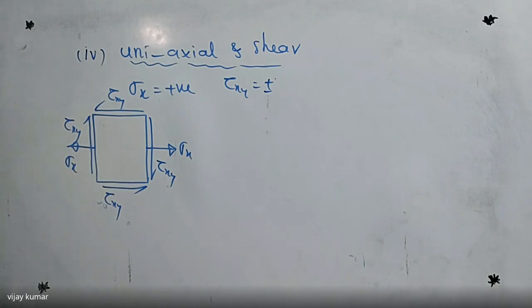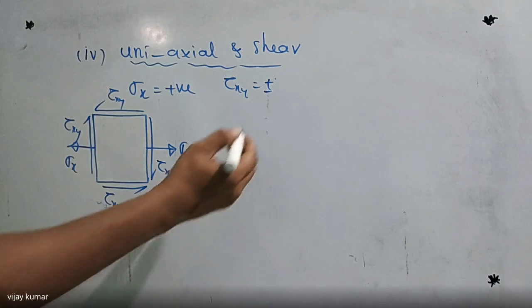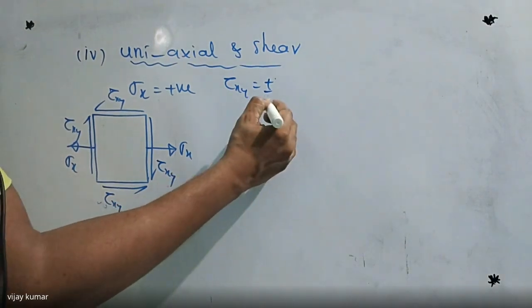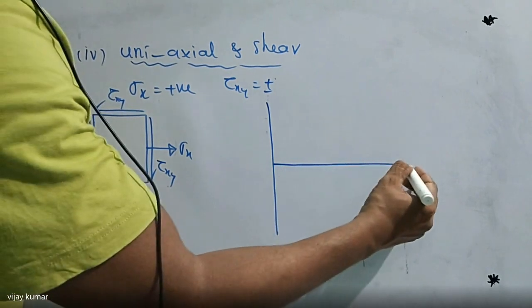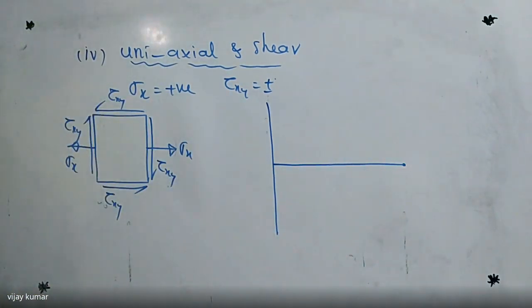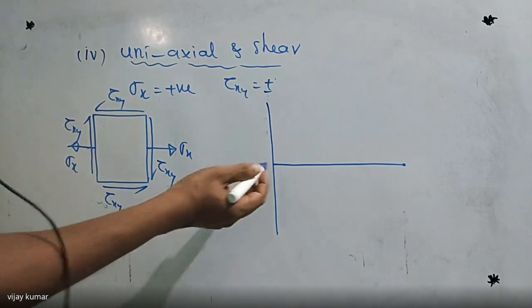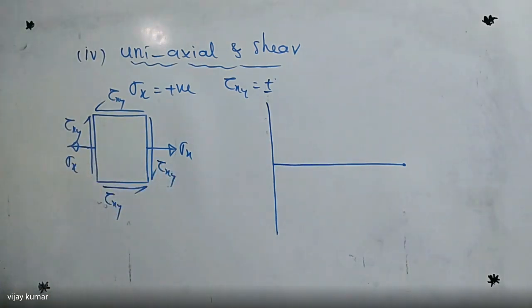Now what is our aim? How to draw the Mohr circle diagram, how to find the radius of the Mohr circle, and how to find the coordinates of the Mohr circle. First of all, I'm going to take two reference axes. Listen carefully. There is no negative value on the x-axis. Why? Because there is only one tensile stress. There is no compressive stress. If it were a compressive stress, we could draw a line on this side.